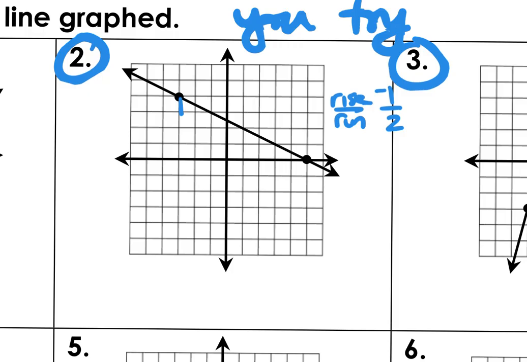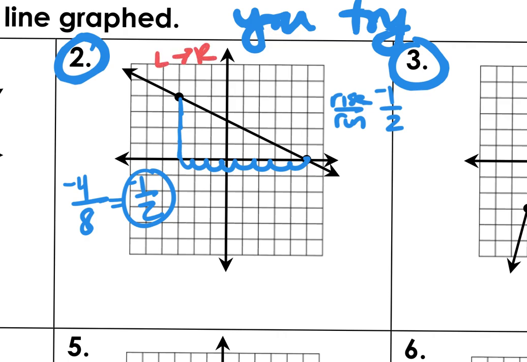Okay, rise over run, -1/2. Let's see, we go down 1, 2, 3, 4. So -4 over 1, 2, 3, 4, 5, 6, 7, 8. Yes, and then you simplify to -1/2. Perfect. Always simplify if possible. Remember, we're always traveling left to right. You could also just look at that and see, yes, it needs to have a negative slope because you're going left to right. Very good.